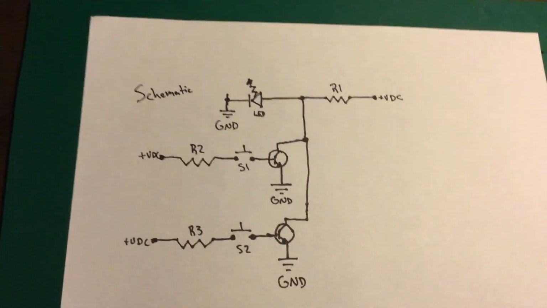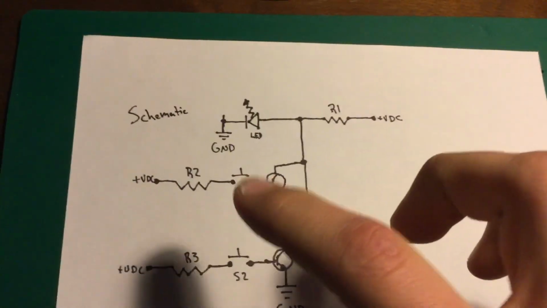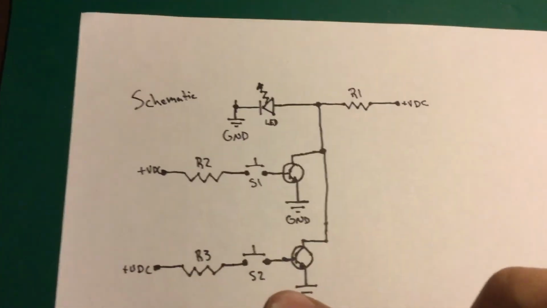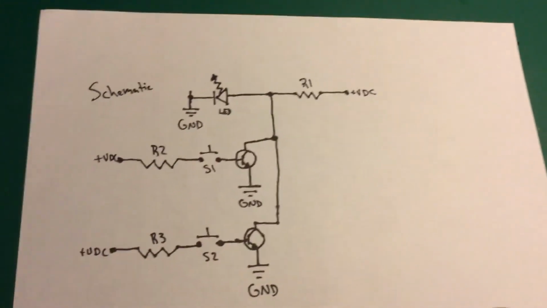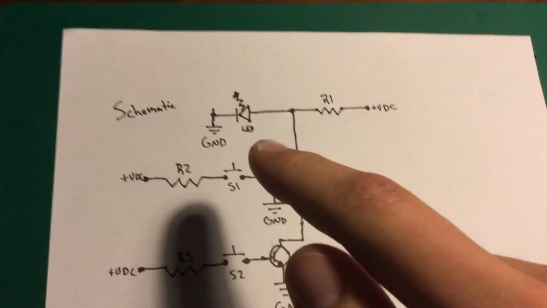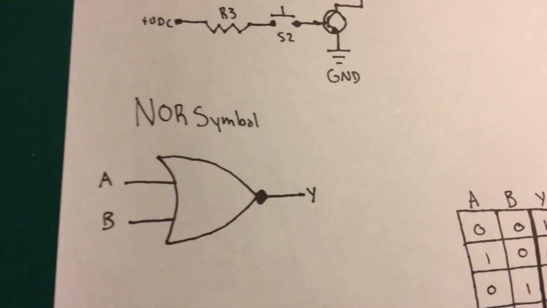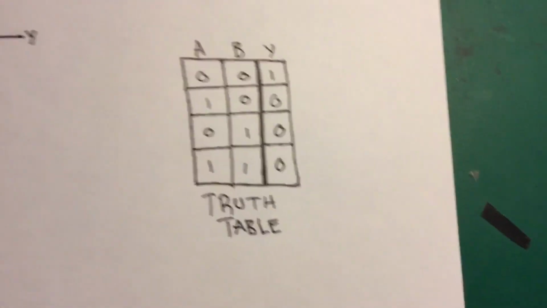This is the NOR circuit schematic. Right here we have S1 and S2, that's our A and B inputs. They're connected to NPN transistors. Up here is our LED, that's our output. This is the symbol for the NOR gate, and this here is the truth table.